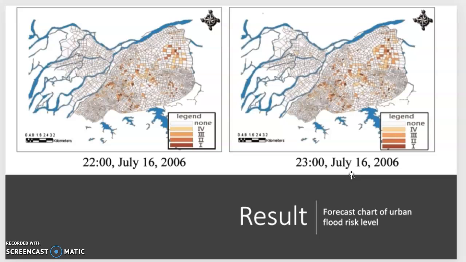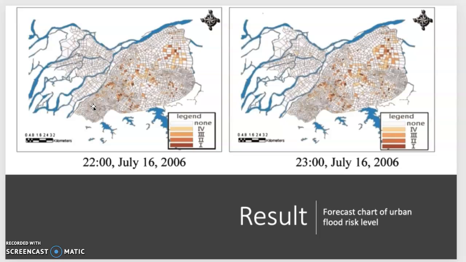In these two maps, we can see the level of the flood risk, like the legend. And we can find that the northeast of Dongguan city, like this one, and the middle of Dongguan city have a high risk level. However, some areas along the river have a low level. You can see this area.